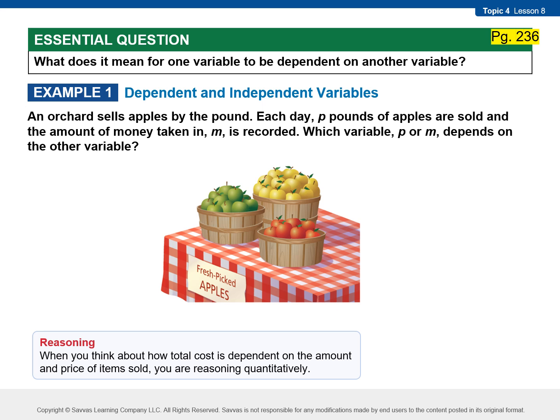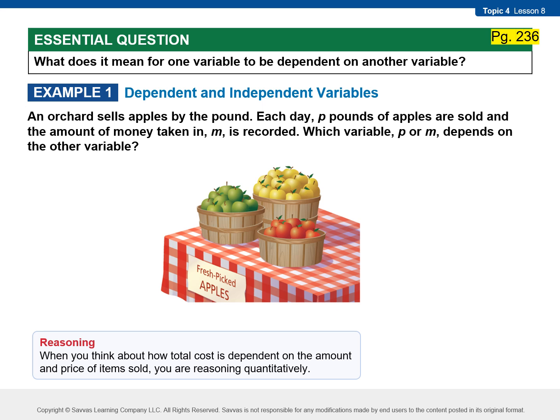Go ahead and look at page 236. Remember, we're talking about dependent and independent variables. Dependent means I depend on someone or I rely on someone or something. Independent means I can be solo. I can do things on my own. And remember, a variable is a letter in the alphabet representing a number.